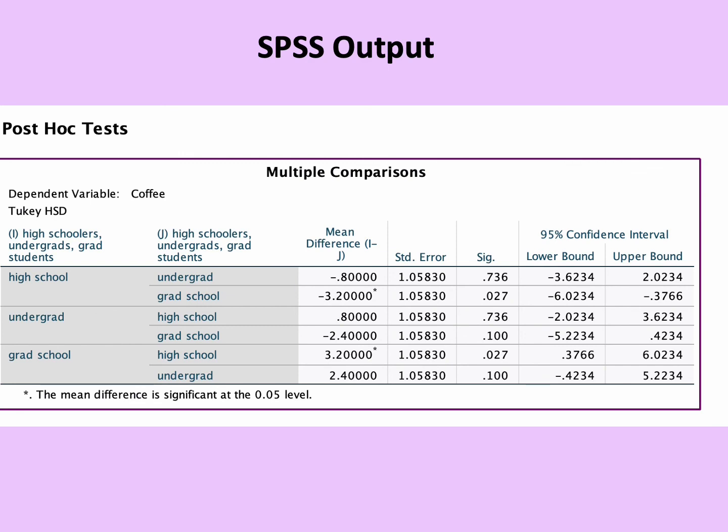So in that case, we would conclude that there is no significant difference in cups of coffee consumed between high school students and undergrad students. But if we look in the next row, comparing high school students to graduate school students, our significance value is 0.027. What that means is that that's less than 0.05. So there is a significant difference between high school students and graduate school students.